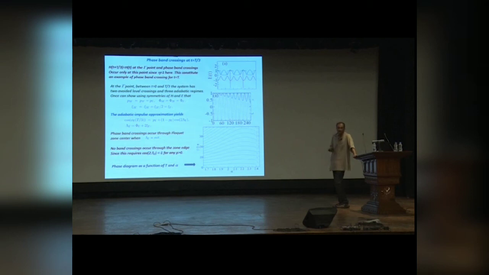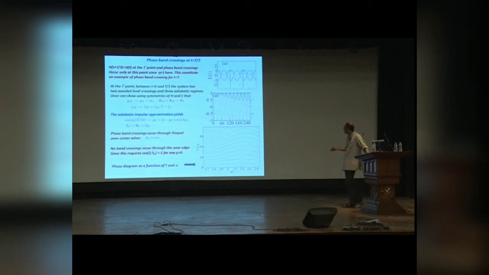And this is a prediction of the adiabatic impulse approximation, that no band crossings can occur at cos phi equal to minus 1, which is technically called a crossing through the Floquet zone edge, whereas cos phi equal to 1 is called a Floquet zone center crossing, here at T by 3. When we do this numerically, we find that all the crossings that are there occur at cos phi equal to 1, that is, they occur through the Floquet zone center and not through the zone edge. So this matches very well with the exact numerics, and here is the exact numerical phase diagram at small t equal to T by 3, and these are the phase band crossing lines.